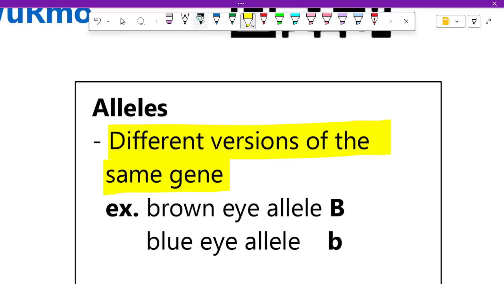If the gene is eye color, you might have a brown eye allele, which we might give the symbol big B, and a blue eye allele, symbol little b.